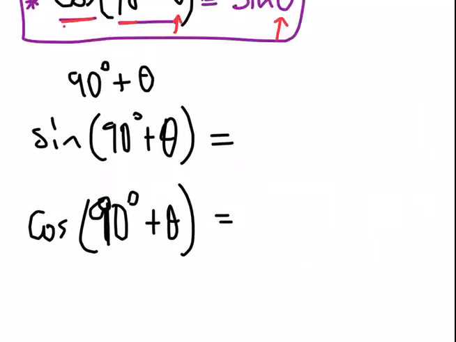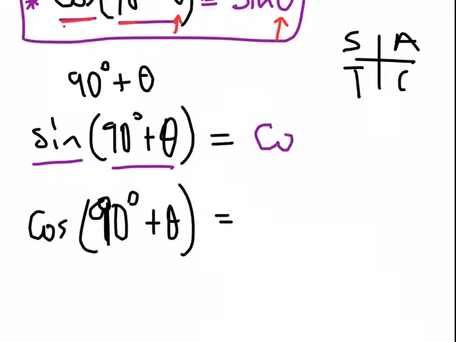Most importantly, you will always need this thing, the CAST diagram. You will definitely always need the CAST diagram. So let's see, how do we interpret it? The same way. You will say 90 degrees plus an angle in which quadrant? In the second quadrant. In the second quadrant, is sine positive or negative? It is positive. Okay, in that case it means it will become positive cos of an angle.